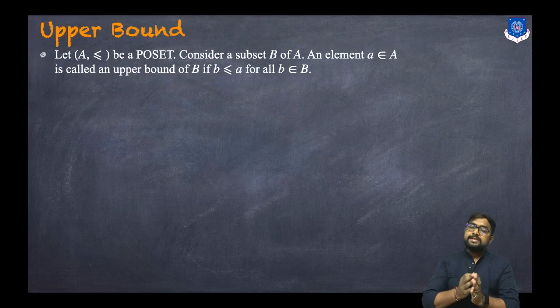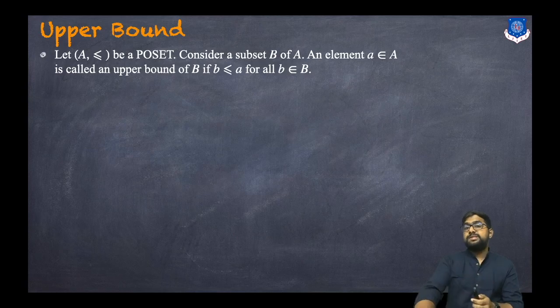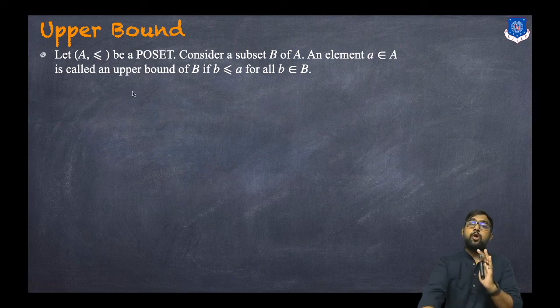Let (A, ≤) be a poset. Now consider a subset B of A. An element a belonging to A is called an upper bound of the set B if b is less than or equal to a for all b belonging to B.